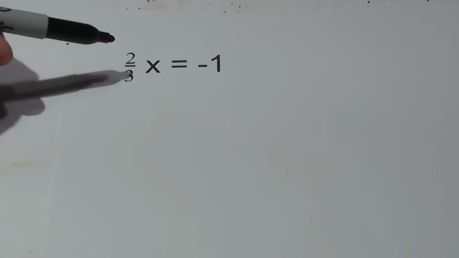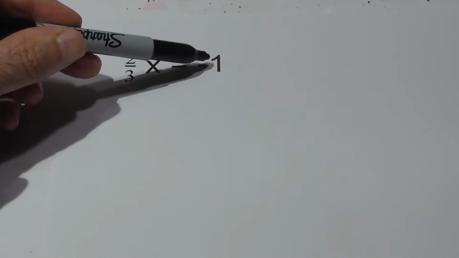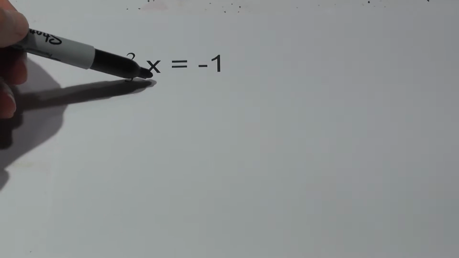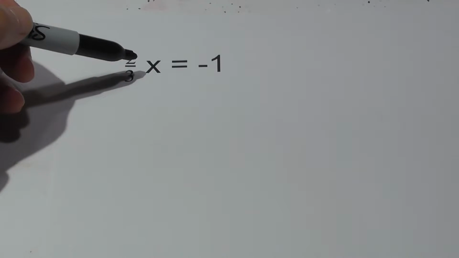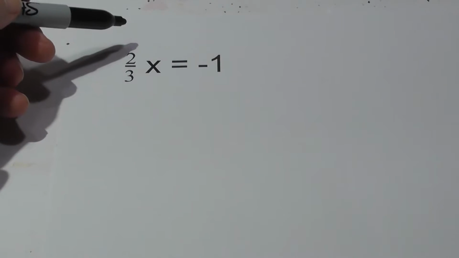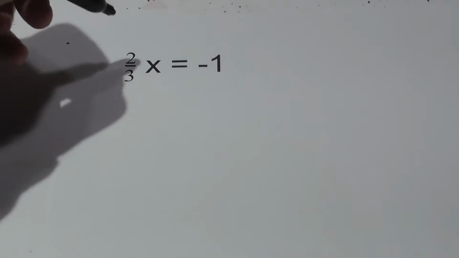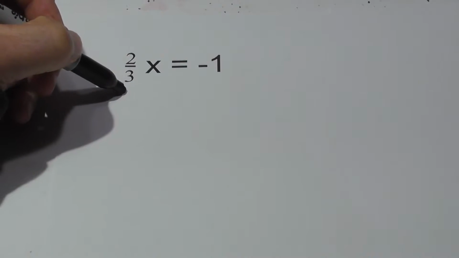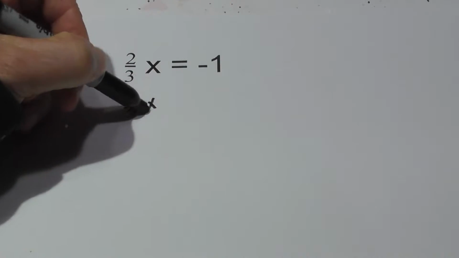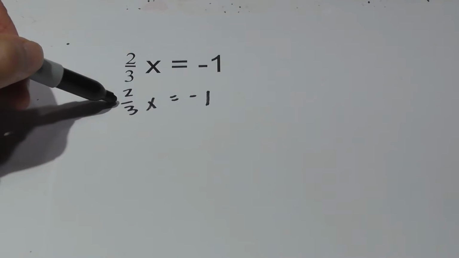Okay, so let's take a look and see what we have. We have a coefficient, a variable, and a constant. So we want to get the variable on one side, the coefficients and constants on the other. Now, in order to undo this coefficient, we will multiply it by its reciprocal. So I'm going to bring this down. I'll go 2/3 x equals negative 1, and I'm going to multiply it by its reciprocal, which is 3 over 2.